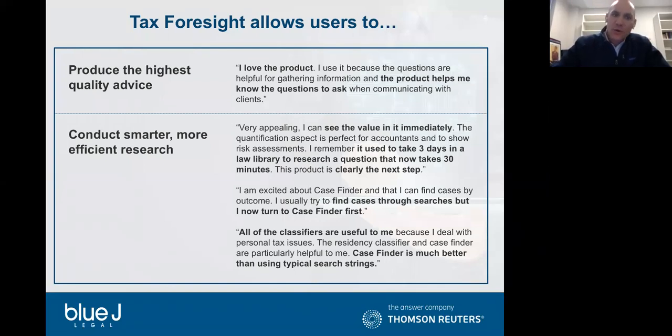Others say it allows me to produce the highest quality advice, and how it does that is it allows me to spend more time on the trickier aspects of the advice, and I make sure that I'm not missing anything. So something that used to take me 3 days now takes 30 minutes, or I can find the cases that have exactly those features that I know I need to advocate for my client immediately using Case Finder.